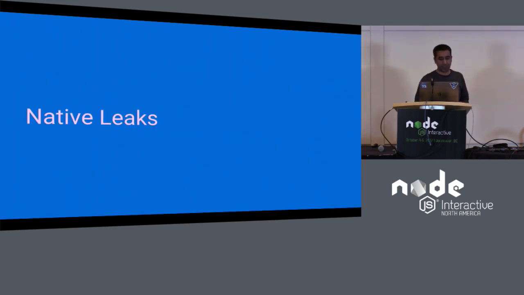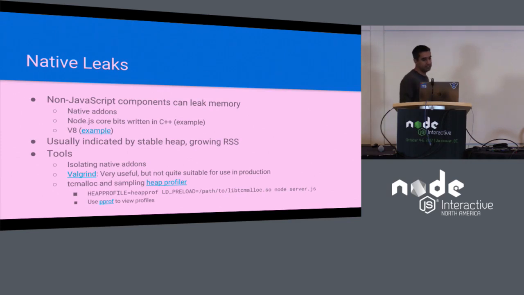All right, so let me quickly cover native leaks. Sooner or later, if you're writing native modules, you probably care about this. Or if you work on Node core, you care about this. But let's say you have an app and it uses some components that are native. How can you debug them? Well, you can use Valgrind. But the challenge I have with Valgrind is that it's not the best for production because it slows down your application quite a bit.